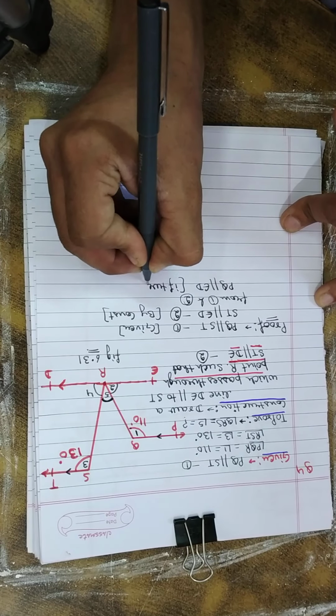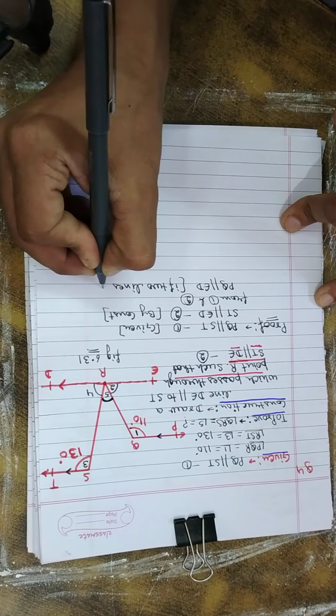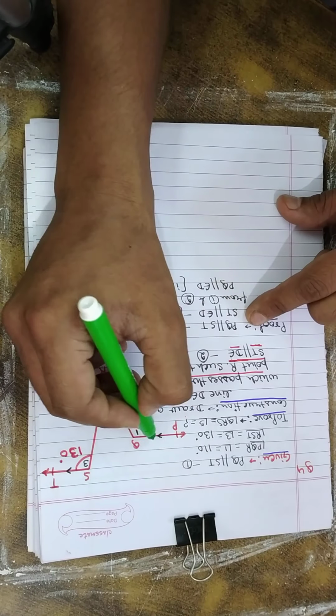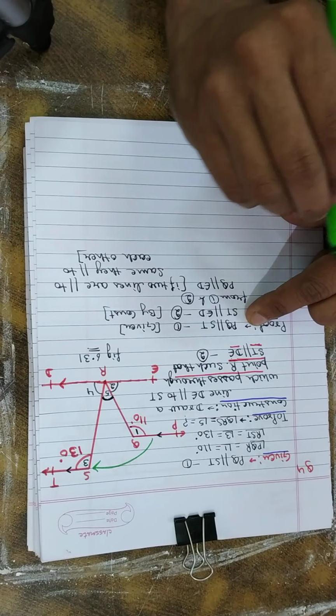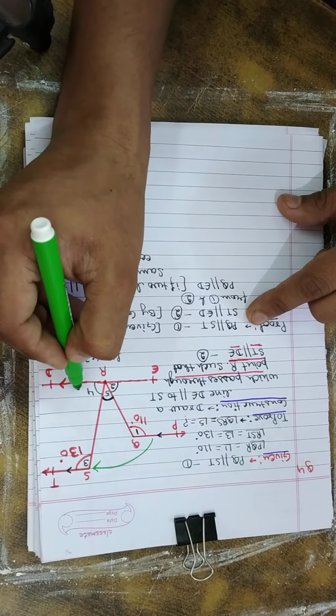What is the reason? The reason is the same. If two lines are parallel to the same line, they are parallel to each other. Like PQ line is parallel to ST, and ED line is also parallel to ST. Two different lines are parallel to the same line ST, then both lines are parallel to each other. It means PQ and ED are also parallel to each other. Clear?